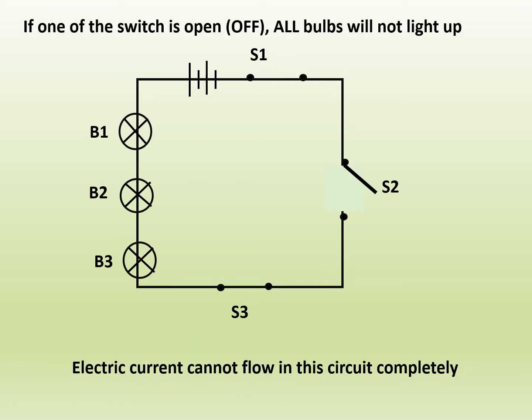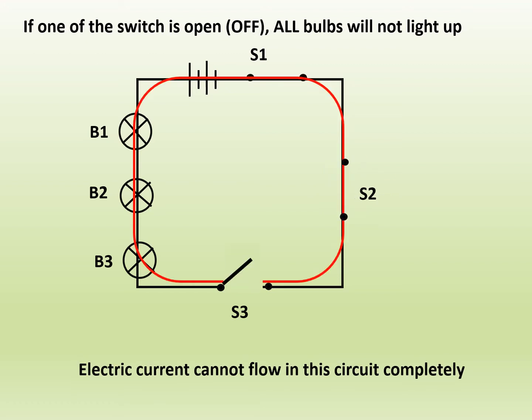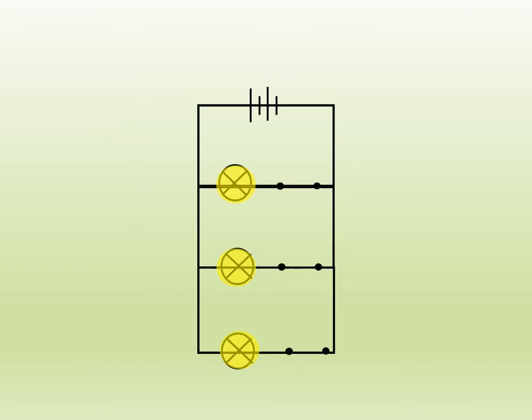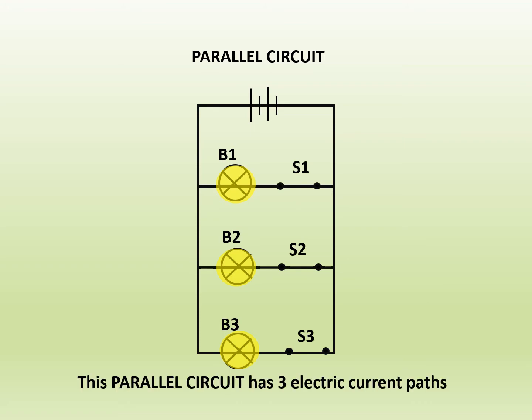The same thing will happen if we open or off switch 2 or switch 3. Let's look at this parallel circuit. It also has 3 bulbs and 3 switches. And this parallel circuit has 3 electric current paths.